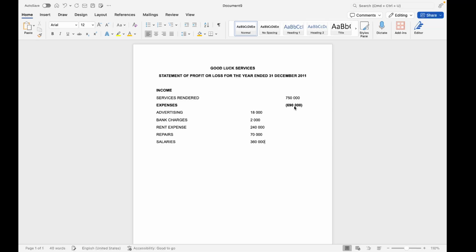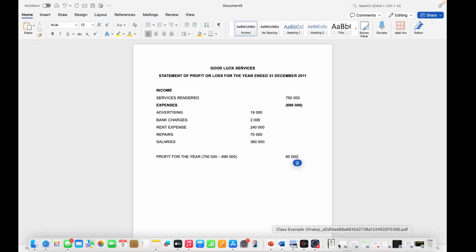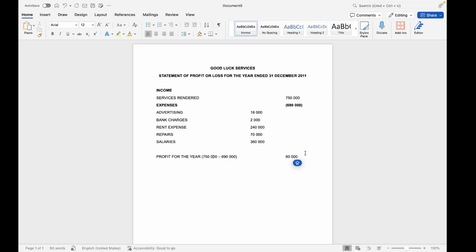So it means that our expenses are 690,000, meaning that our profit for the year will be 750,000 minus 690,000, and this is going to give us a figure of 60,000 if my math serves me correctly. Are we all on the same page, guys? Are we all understanding how we got to these figures? Okay, thank you so much. So that is the statement of profit or loss. That's the easy part as well.